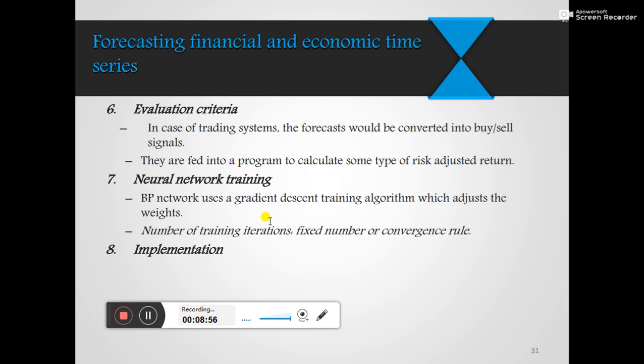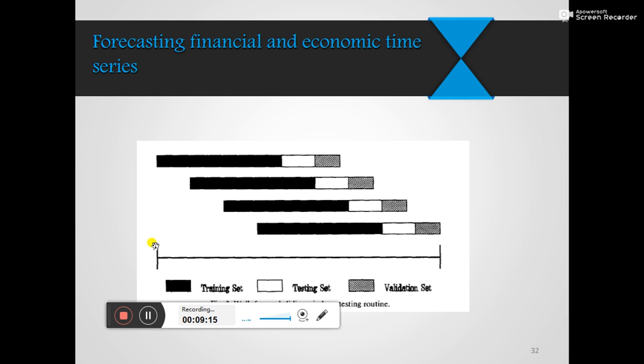In the case of neural network training, the network uses a gradient descent training algorithm which adjusts the weights. The number of training iterations should be a fixed number, or you need to use convergence rules. Then you need to go for implementation.